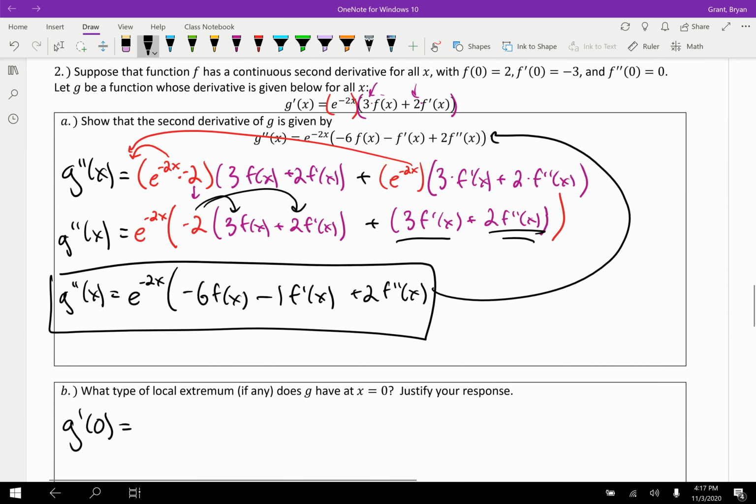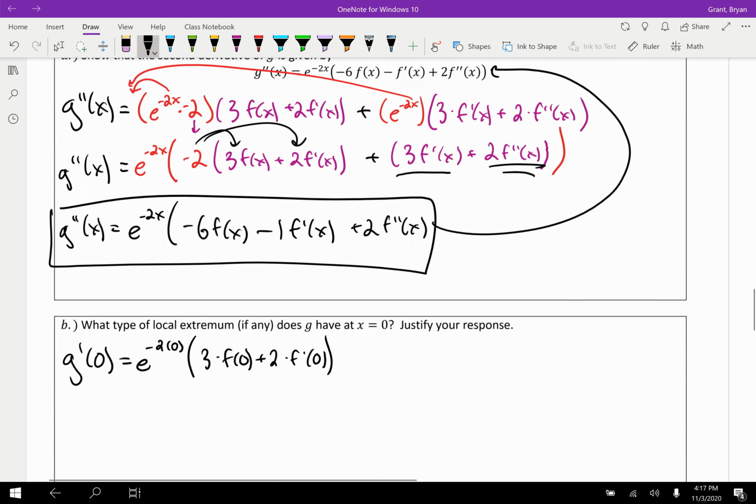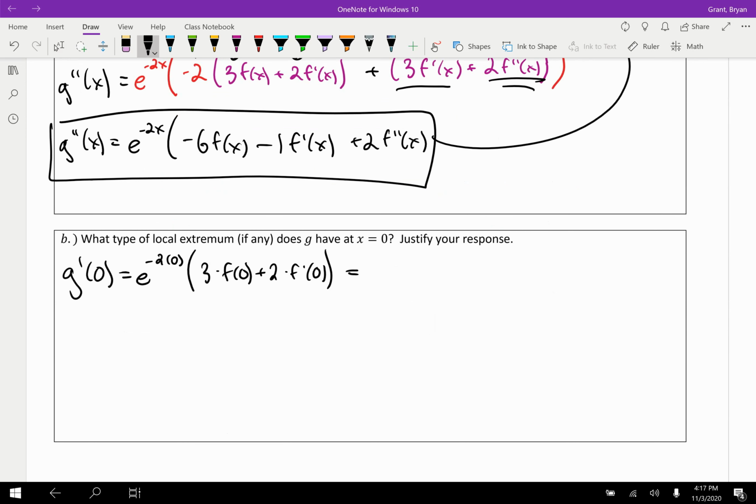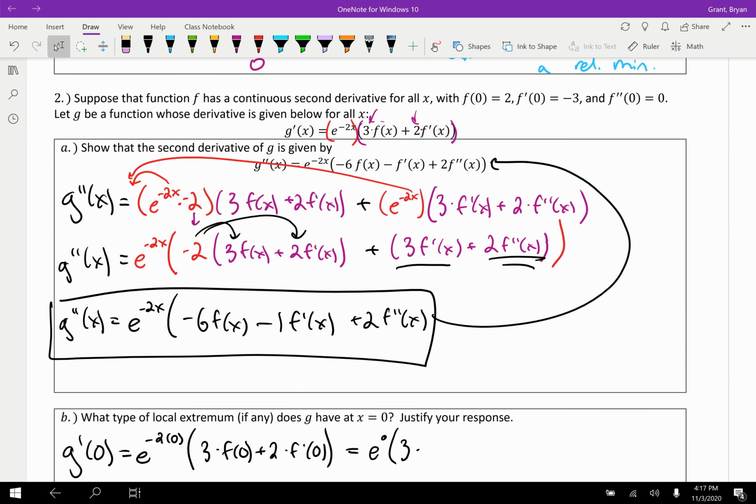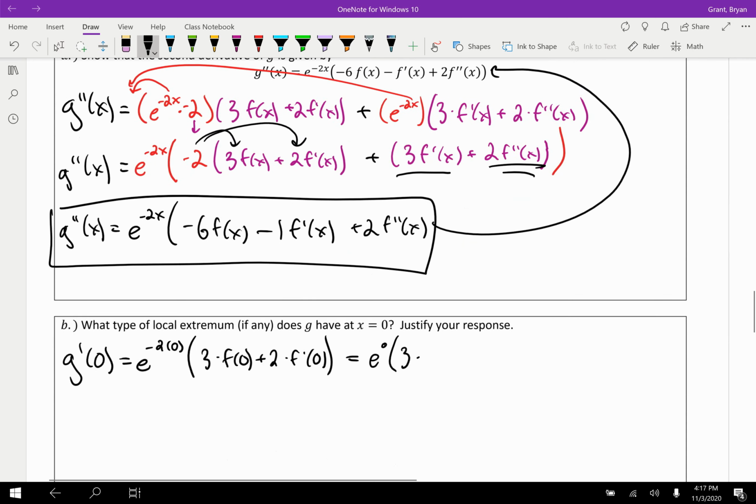And so that is using our equation back up at the very beginning, right? So it's e to the negative 2 times 0, times 3 times f of 0 plus 2 times f prime of 0, and I'll just work to the right. We see that this is e to the 0th, nothing bad, and then f of 0 and f prime of 0, they were kind enough to give us at the beginning, weren't they? So f of 0 is 2, f prime is negative 3.